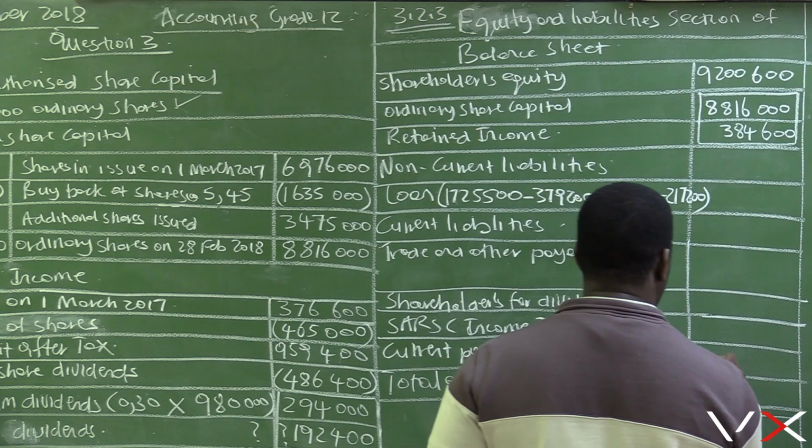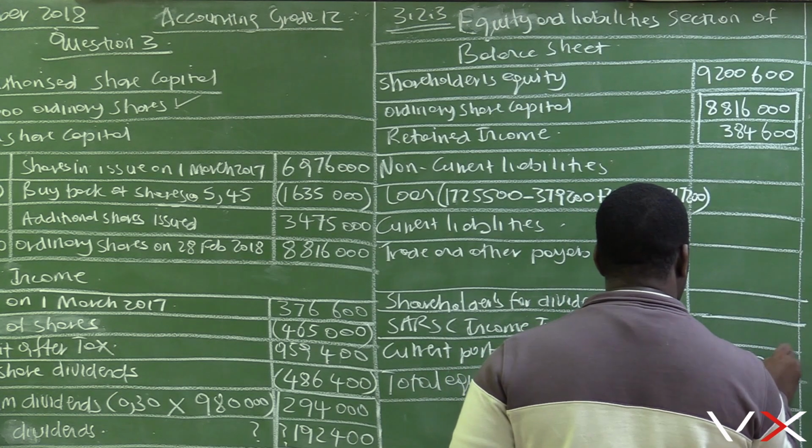It will then go under current liabilities here. It is 217,200.